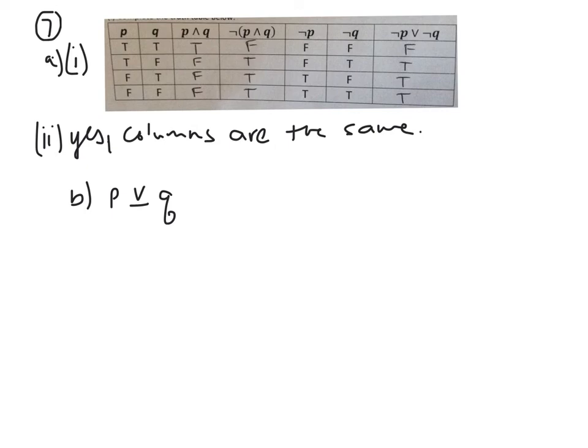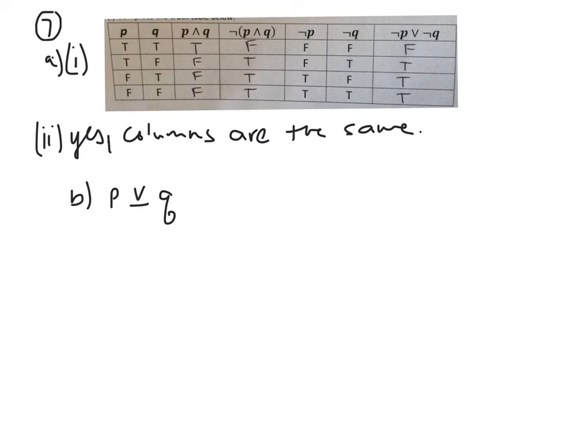Then part 2 says, state whether the compound propositions not (P and Q) and not P or not Q are equivalent. And yes, they are, because you have the exact same truth values all the way down. 1 false and 3 trues for both of them. So they are logically equivalent.